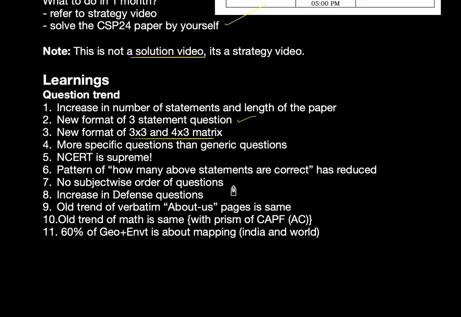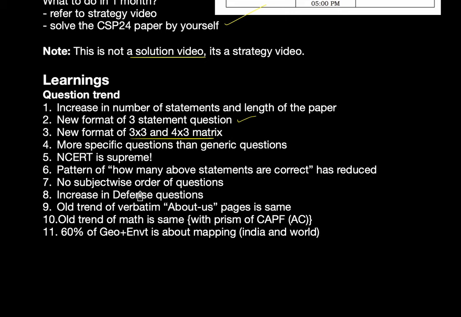The pattern of 'how many of the above statements' has reduced in 2020. It has about 25 questions of this kind, but it's okay. Even in the CDS exam we saw this kind of question, and it is now a new normal for the CAPF also. It will be coming this year, so there is no need to get scared. You should be mentally prepared for the different types of MCQs that UPSC can put on you.